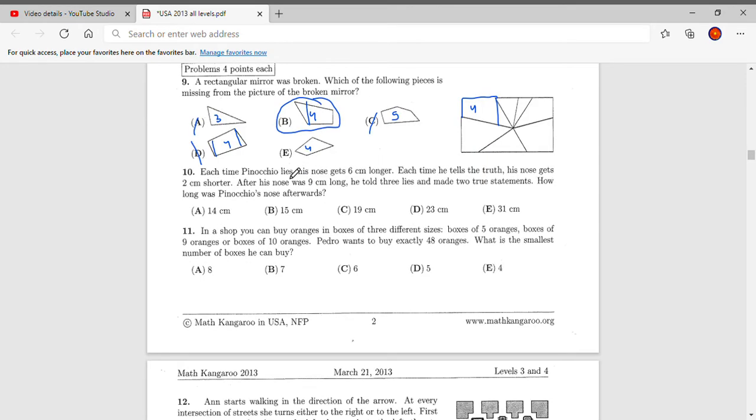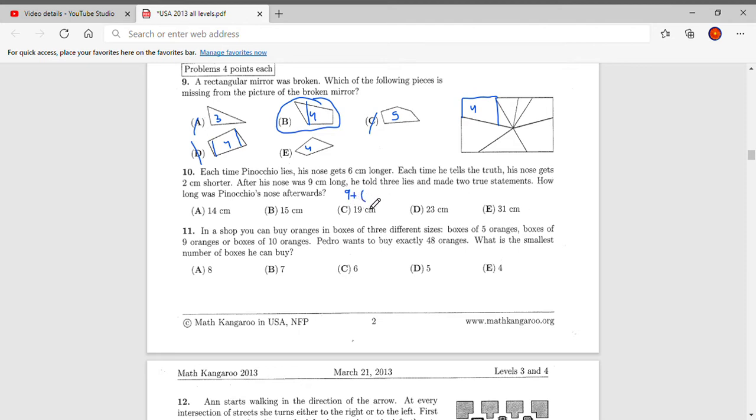Number 10. Each time Pinocchio lies, his nose gets 6 centimeters longer. Each time he tells the truth, his nose gets 2 centimeters shorter. After his nose was 9 centimeters long, he told 3 lies and made 2 true statements. How long was Pinocchio's nose afterwards? So it was already 9 centimeters long, so we can add that to whatever else we get.